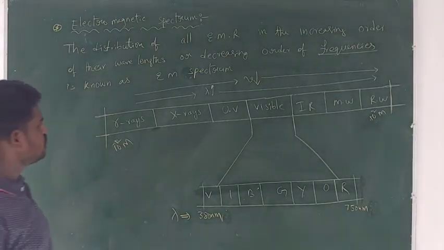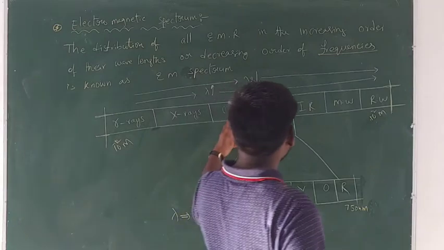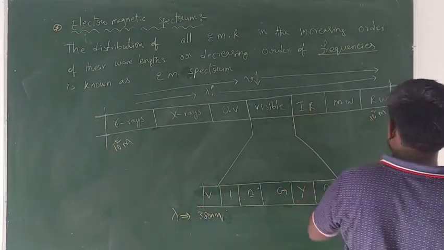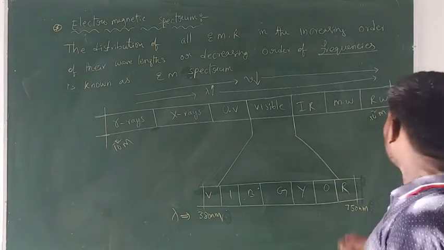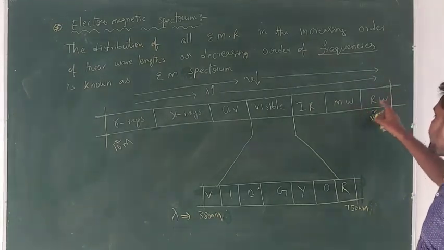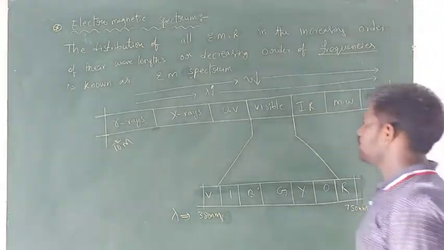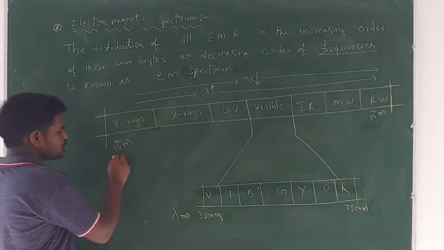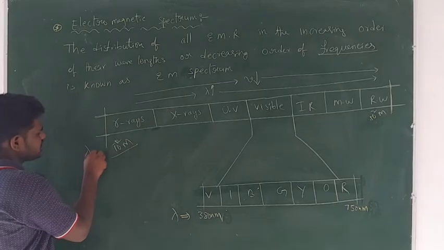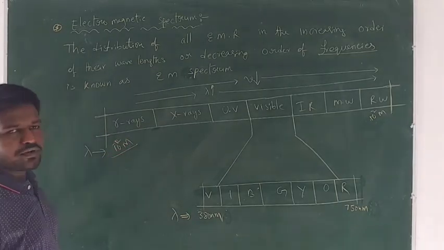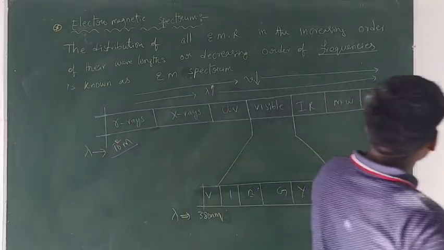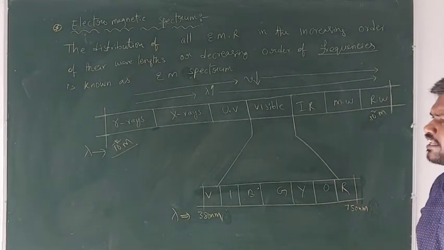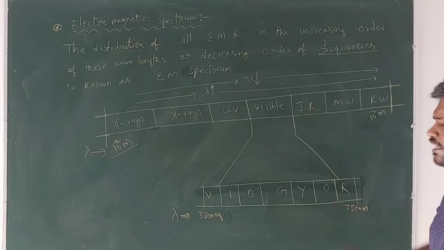Now you see the gamma rays, X-rays, ultraviolet radiation, visible radiation, IR radiation. IR means infrared, and the next ones are microwaves and radio waves. Now the wavelength range of the electromagnetic spectrum is approximately 10 power minus 12 meters to 10 power 2 meters. That is the wavelength range of the electromagnetic radiations in the spectrum.